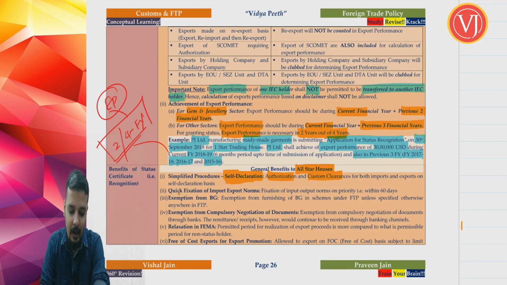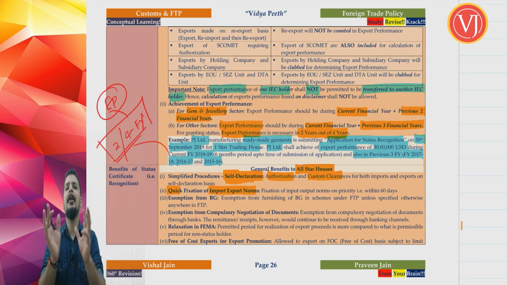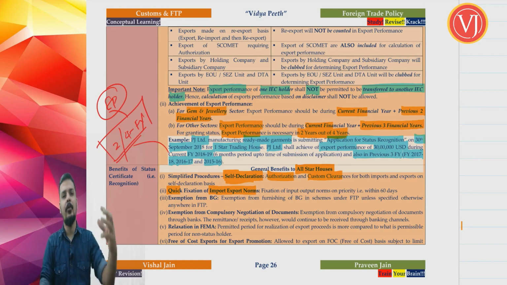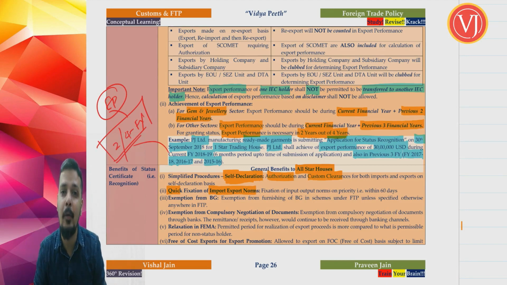Second advantage, quick fixation of your import-export norms. At times, you will not be happy with standard input-output norms. You will apply for your separate input-output norms. We have discussed standard input-output norms in the beginning of the discussion, not in detail, only general understanding, when you talk about your exports. So, if you are importing a particular item and you are promising that you will use it for manufacturing and exporting, they tell that export should be in a particular quantity based on your standard input-output norms.